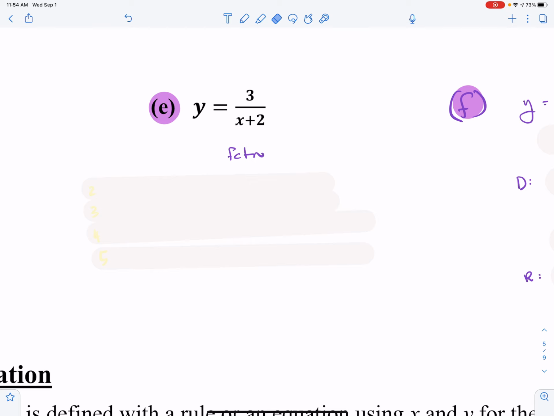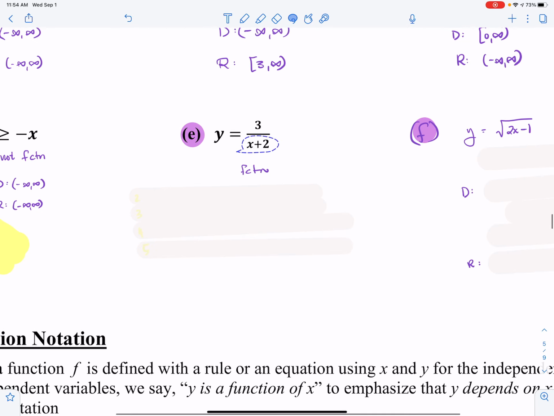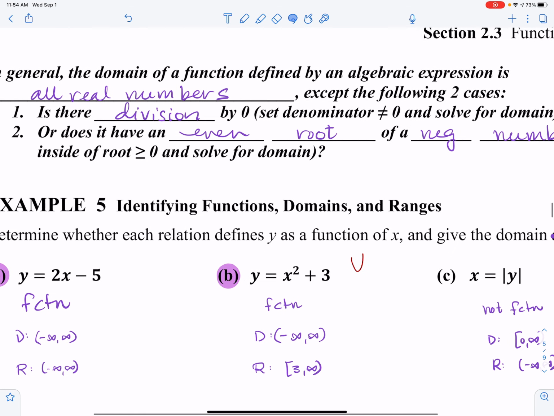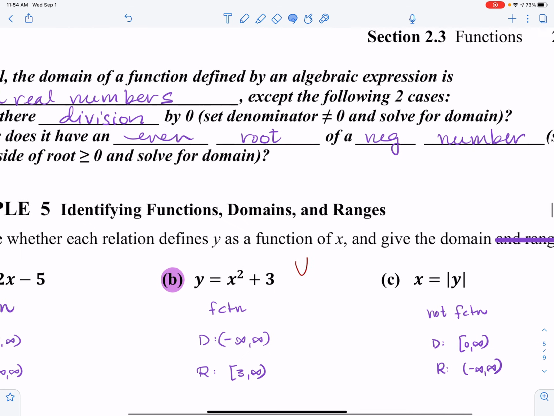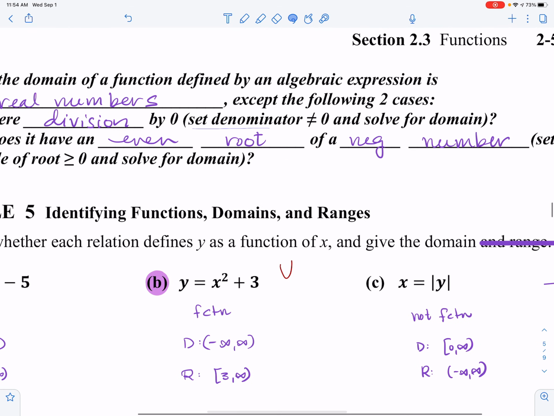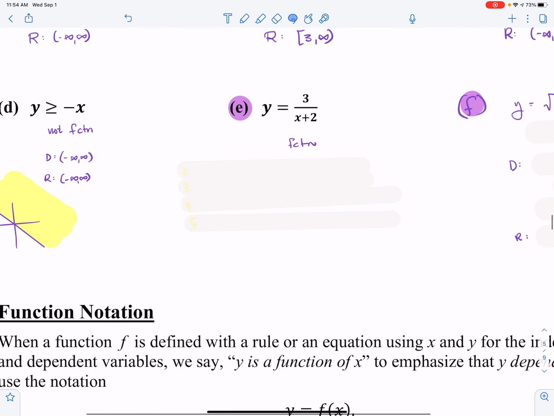So my domain, do I have anything that could make the bottom 0? Is there division by something that could be 0? Well, yeah, depending on what x is, the bottom could be 0. All right, let's go back up to that question up there. Is there division by 0? If that's possible, we want to set our denominator not equal to 0. Set the denominator not equal to 0.